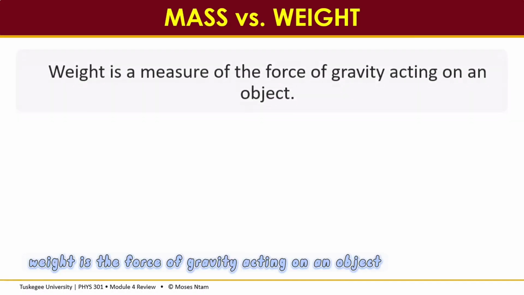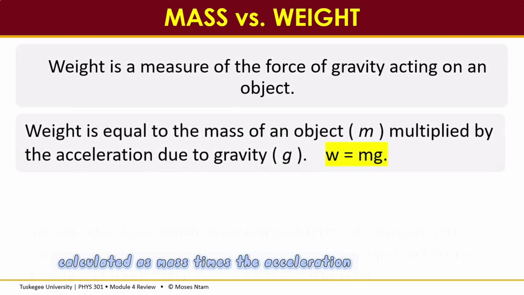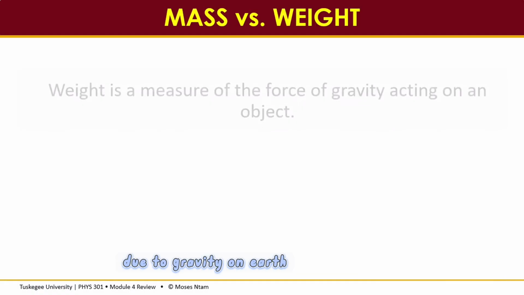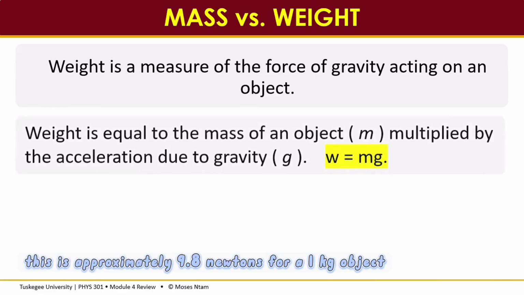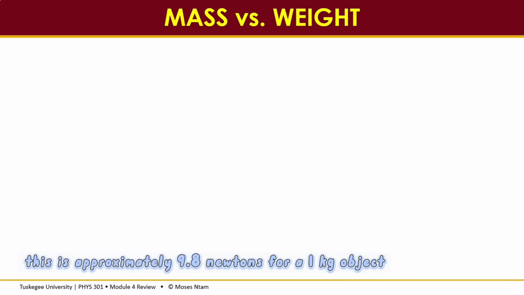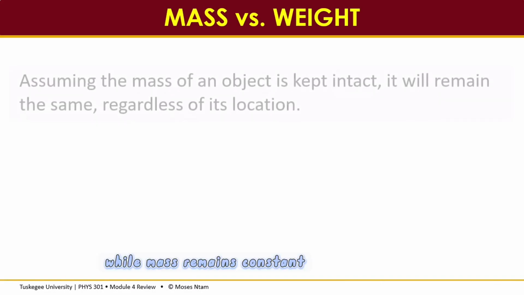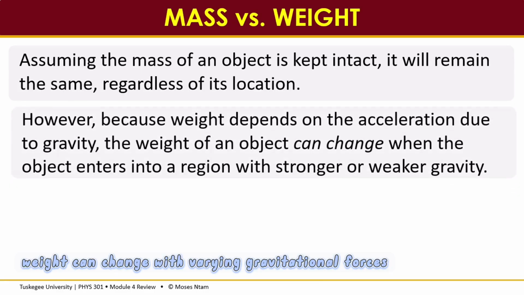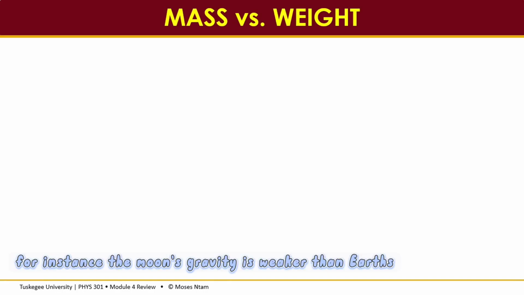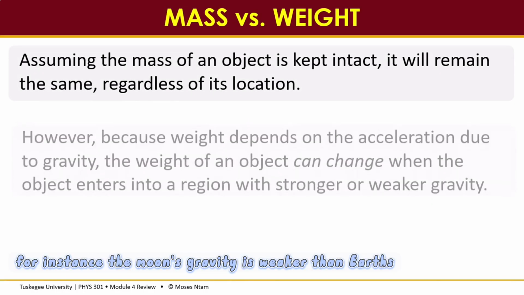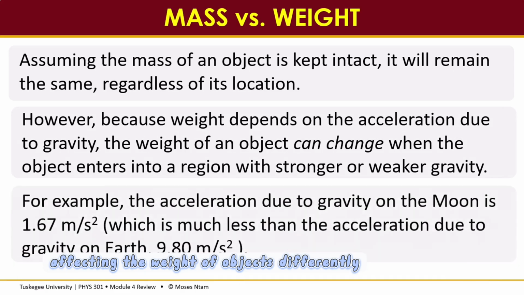Weight is the force of gravity acting on an object, calculated as mass times the acceleration due to gravity. On Earth, this is approximately 9.8 newtons for a 1 kilogram object. While mass remains constant, weight can change with varying gravitational forces. For instance, the Moon's gravity is weaker than Earth's, affecting the weight of objects differently.